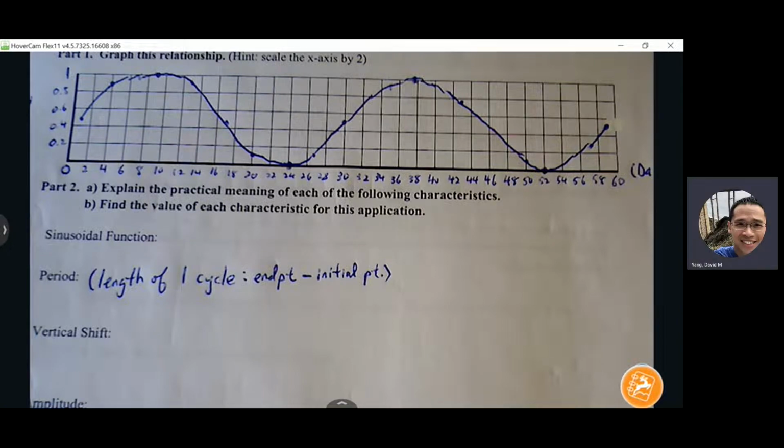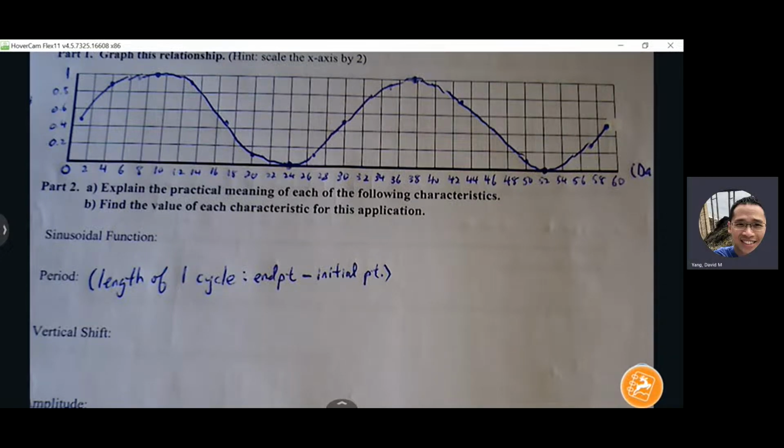So the period is going to be the length of one cycle. It's going to be the end point minus the initial point. So what day does the cycle end? Well, that's 2 cycles, right? Where does the cycle end? Yes, 30. When does the cycle begin? Day 1. So the period is just your end point minus initial point. So what do you think the period is?